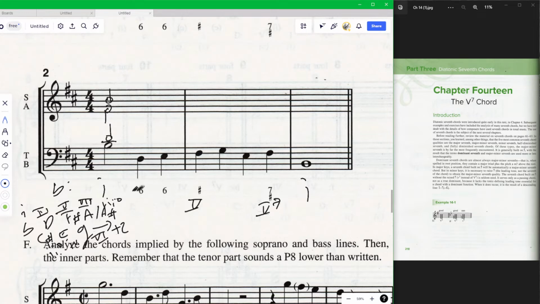What is this? What the hell do I do with this? A 6 and a 6. These are figured bass symbols. These are not meant to throw you off. These are meant to help you. And what these numbers really are, they are intervals. They tell you where the root is. In this case, it's telling you that the root is a 6th above the bass note, which is this.